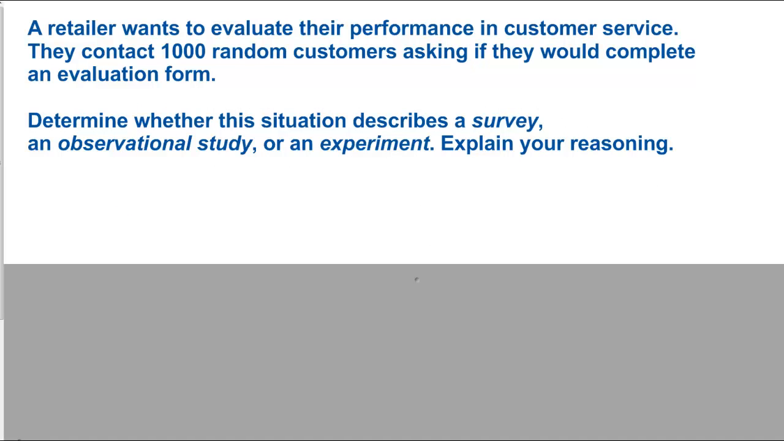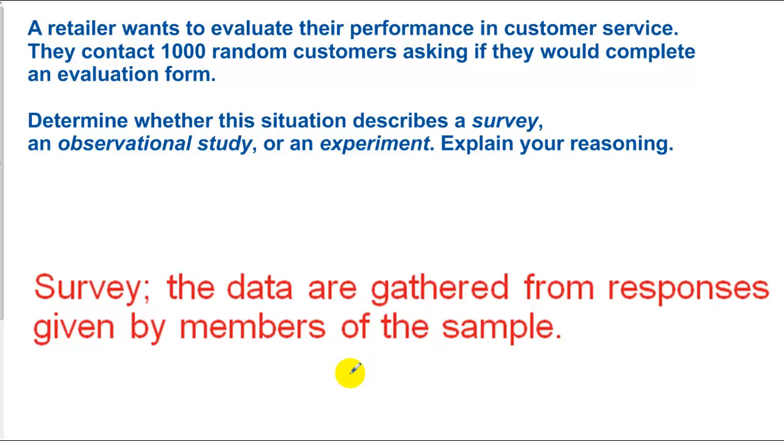So now we're going to describe some of these situations and determine whether the situation describes a survey, an observational study, or an experiment. We've got a retailer wanting to evaluate their performance in customer service, so they contact 1,000 random customers and ask if they would complete an evaluation form. We want to know if that's a survey, observational study, or experiment. Well, just by nature of contacting those 1,000 people, that's a survey, because they're asking them to fill out a form. They've actually bothered them. They aren't just observing them.